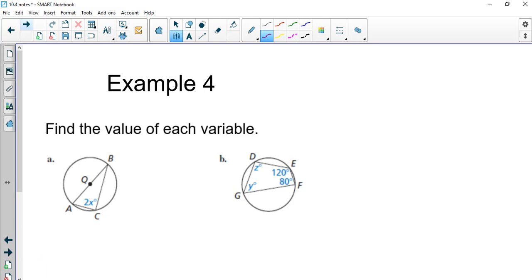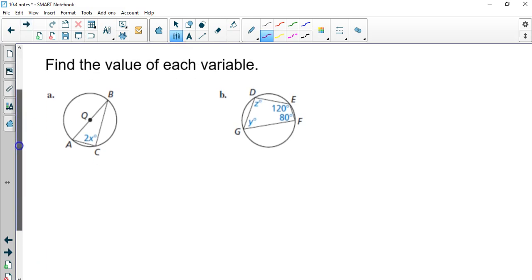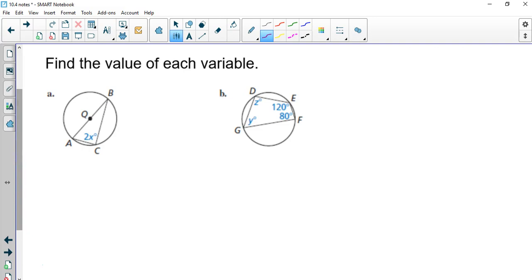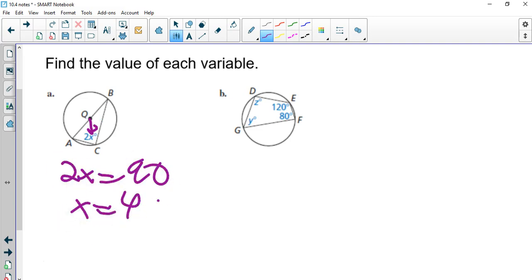Okay, so right here, we have a triangle inscribed in a circle. BA is the hypotenuse, which means this down here is the right angle. So we're just saying 2x equals 90, therefore x is 45. Simple enough. Now this one, we do have D, E, F, and G all on the circle.